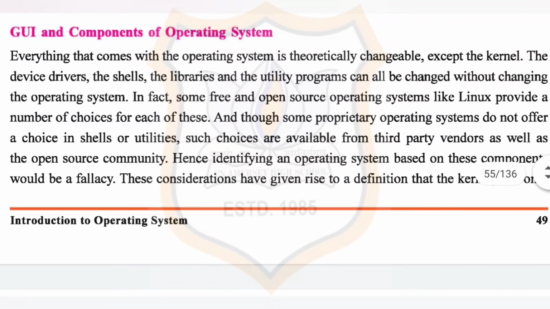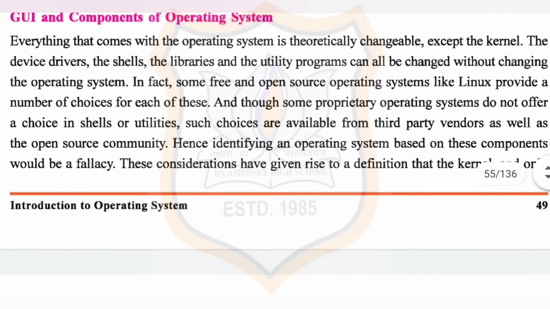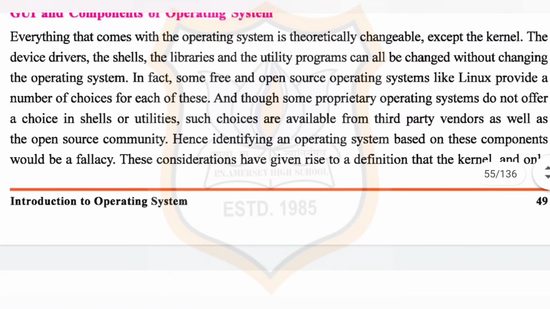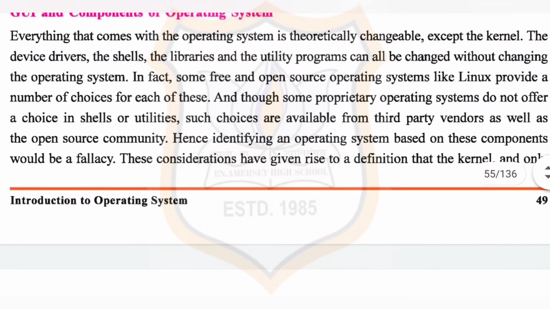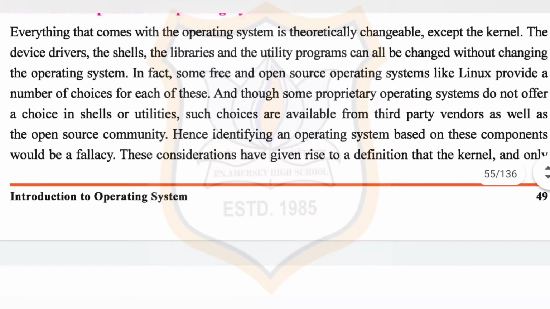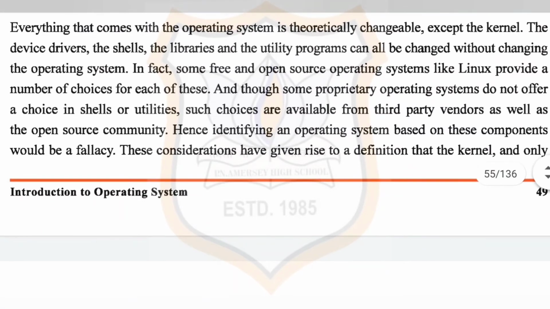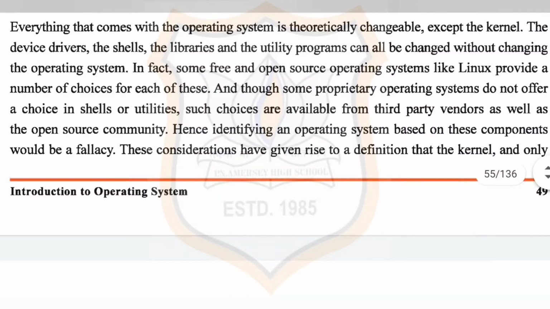GUI and components of the operating system. Everything that comes with the operating system is theoretically changeable except the kernel. The device drivers, the shells, the libraries and the utility programs can also be changed without changing the operating system. In fact, some free and open source operating systems like Linux provide a number of choices for each of these. And though some proprietary operating systems do not offer a choice in shells or utilities, such choices are available from third-party vendors as well as the open source community.